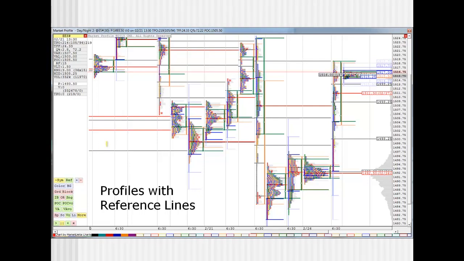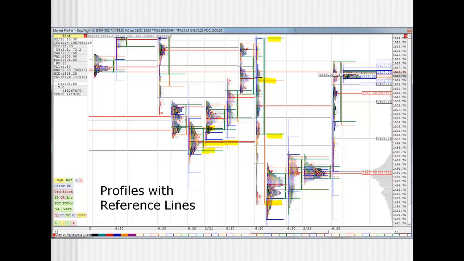Now, in addition to the initial balances on this chart, we have a whole bunch of other lines. Of course, you recognize the value area low, value area high. You also notice the volume points of control. You also notice the value area low and value area high that are based on volume, versus the ones that are actually based on time activity. So we really have a hodgepodge of different reference lines.